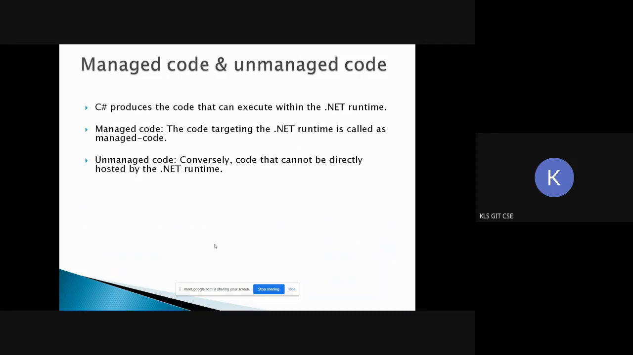Next, let's try to see what managed and unmanaged code is. C# produces code that can be executed within the runtime, correct? We all know that. The code targeting the runtime is called managed code, and the code which cannot be directly hosted by the .NET runtime is called unmanaged code.